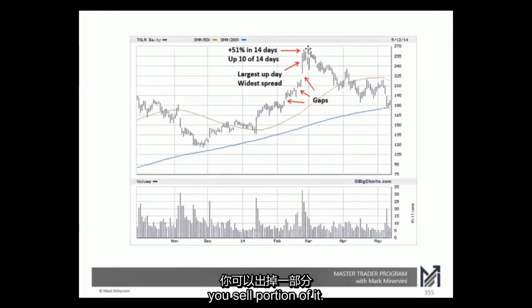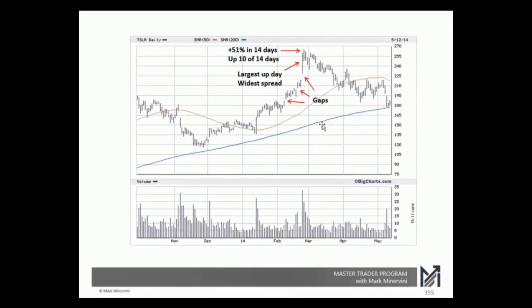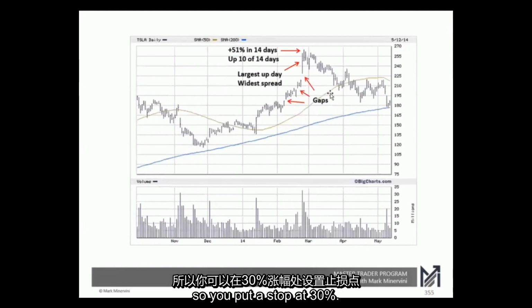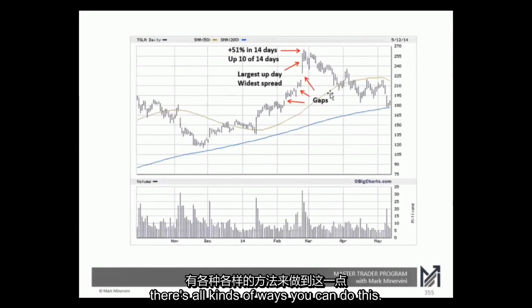You sell a portion of it, and now you can backstop. Or maybe you pick a level that you want to protect. Maybe it's up 50%, and you say, "Well, I don't want to give back. I want to make sure I guarantee myself 30%." So you put a stop at 30%. Or you can put your stop at break even. There's all kinds of ways you can do this.